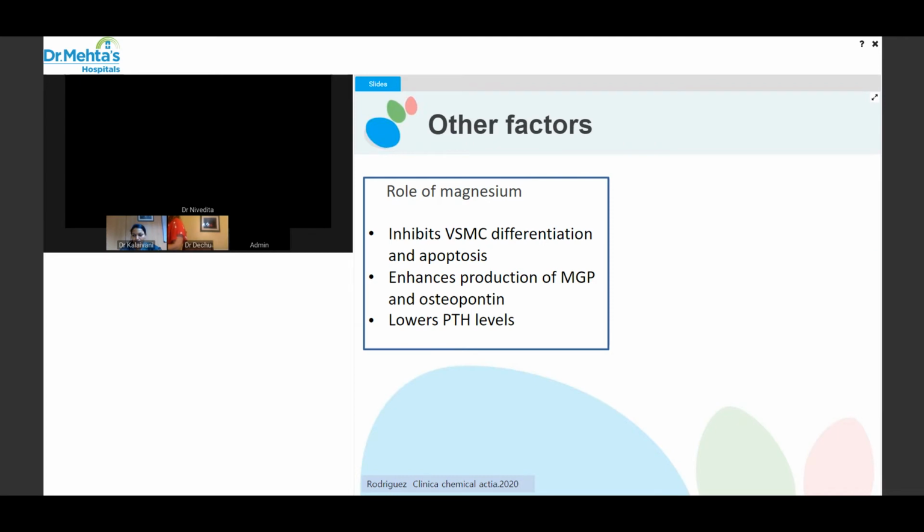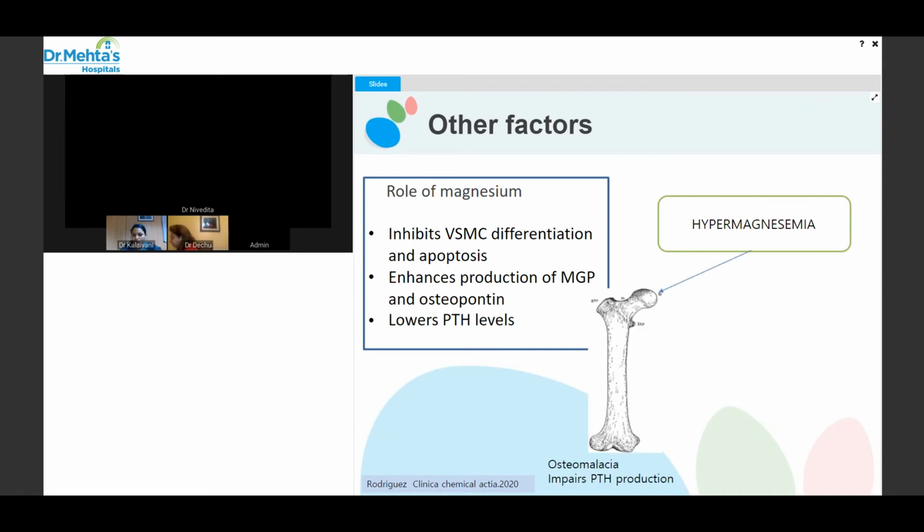Other new factors that have been coming to the forefront are magnesium, which has an important role in acting on the endothelial cells. It inhibits vascular smooth muscle cell differentiation and apoptosis, enhances the production of matrix GLA protein and osteopontin, which are important for inhibiting calcification at the level of the vessels, and also reduces PTH levels. So it has multiple effects on the bone, on the vasculature, as well as on the heart.